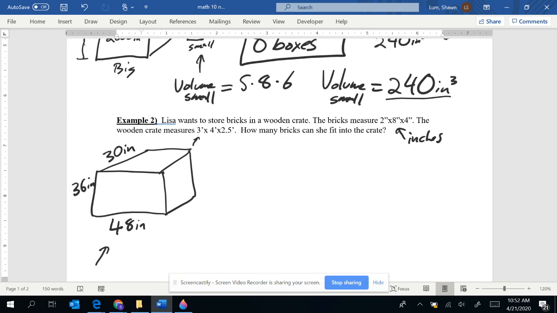So now I'm going to find the volume of this box. So big box, or say big volume, is going to be length times width times height.